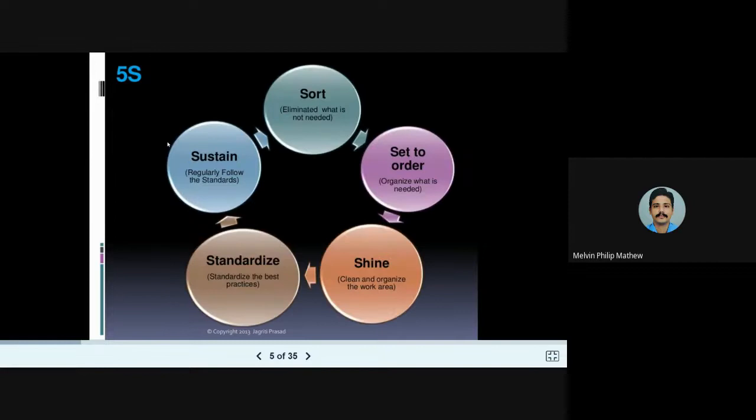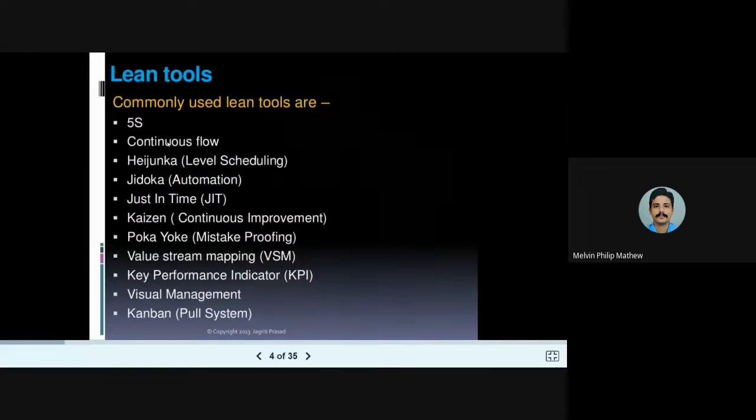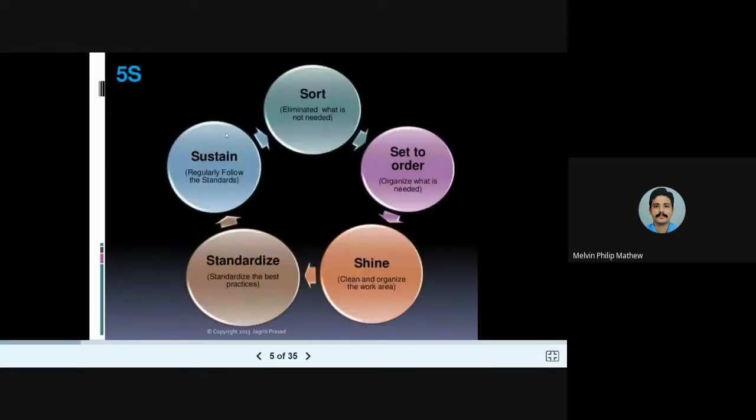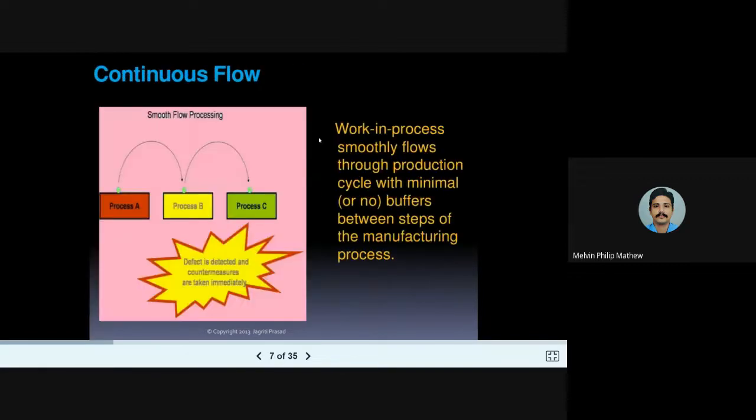So 5S I will take in the next topic. We will start with continuous flow. 5S is basically 5 S-based rules that are set as lean manufacturing tools. It is basically sort, set in order, shine, standardize, and sustain. When explaining 5S, I will tell you about that. We will look at continuous flow.